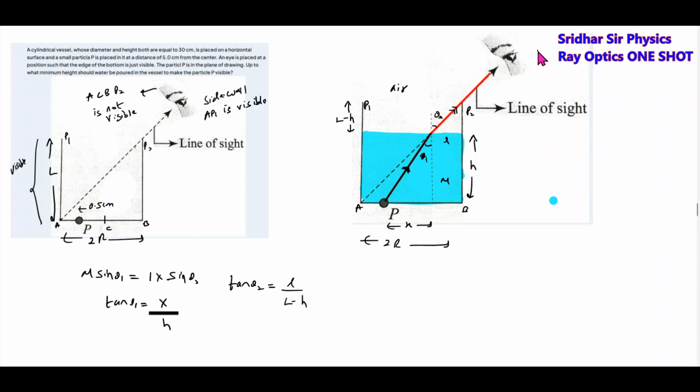If you ask your eye, it will say that P1 is visible, P2 is not visible. So how is it possible? The rays emitted by this will undergo refraction and enter into the eye. Now we know this angle was equal to 45 degrees. We know theta 2 should be equal to 45 degrees.